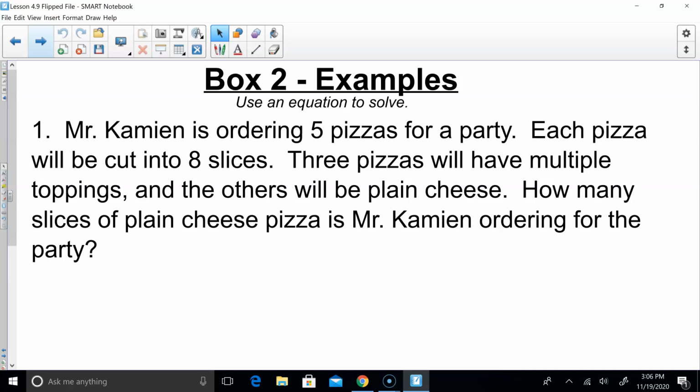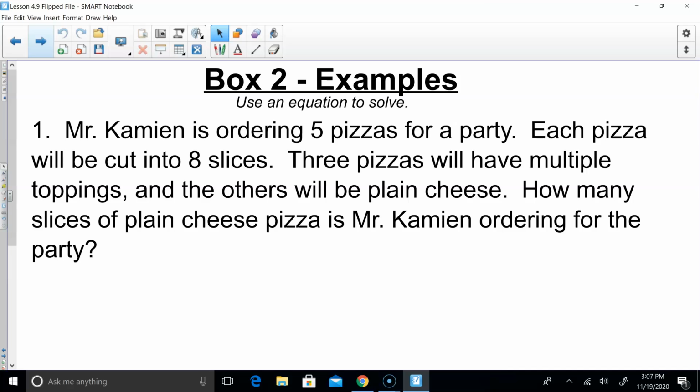Miss Kami is ordering pizza for a party. Each pizza will be cut into 8 slices. 3 pizzas will have multiple toppings, and the others will be plain cheese. How many slices of plain cheese pizza is Miss Kami ordering for the party? All right, a lot going on there. Let's even do this one.